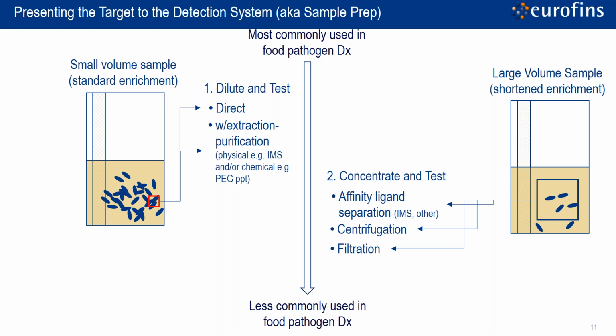If you're going to test a larger volume, you have to concentrate. And again, there are different ways you can do this. You can do affinity ligand magnetic separation concentration. You can do centrifugation. You can do filtration. So there are lots of different ways you can skin that cat.